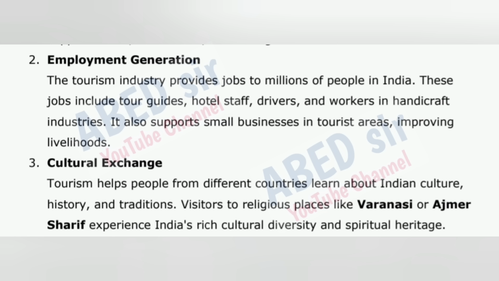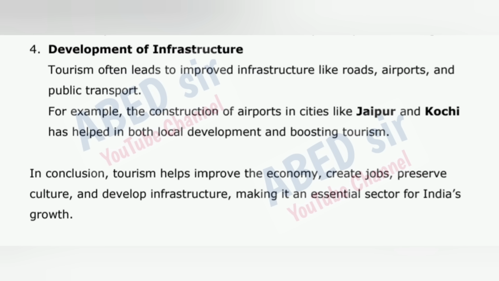Tourism helps people from different countries learn about Indian culture, history, and traditions. Visitors to religious places like Varanasi or Ajmer Sharif experience India's rich cultural diversity and spiritual heritage. 4. Development of infrastructure. Tourism often leads to improved infrastructure like roads, airports, and public transport.